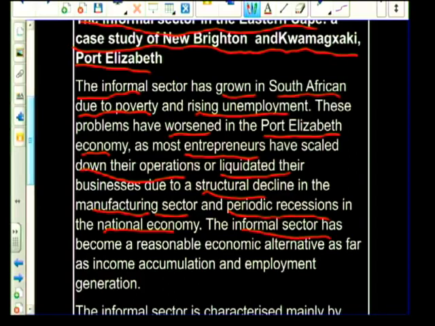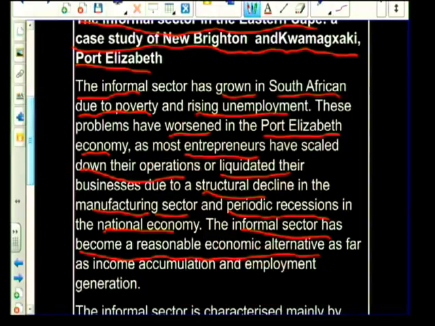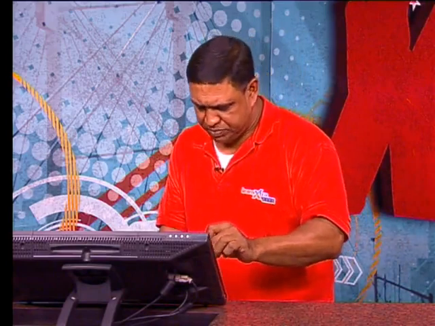The informal sector has become a reasonable economic alternative. People need to look for a job. So what do they do? They go and get involved in the informal sector of selling their stuff. All right? Remember, informal sector here, not informal settlement. So as far as income accumulation and employment generation, when we talk about income accumulation, a bit of an advanced word, but to get an income, you understand, to get employment, they have gone to the informal sector.